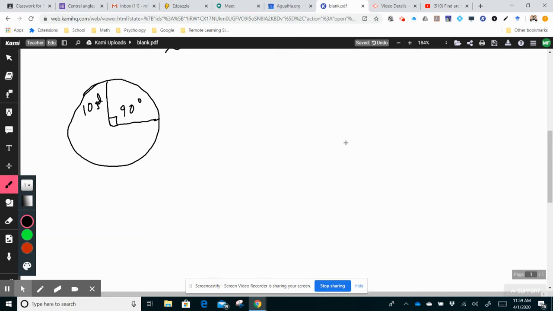so the arc, or let me rename that as the central angle measurement, divided by 360, okay, which is the whole circle. And then we're going to multiply by the area formula, which is pi r squared.